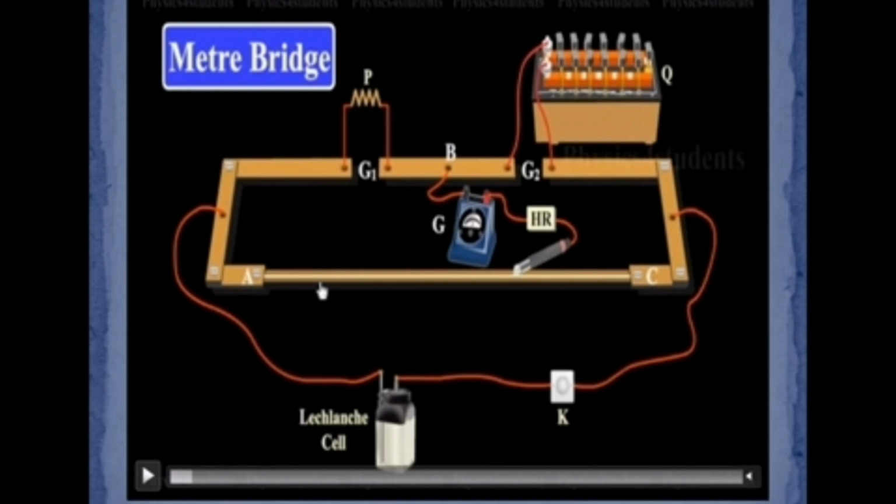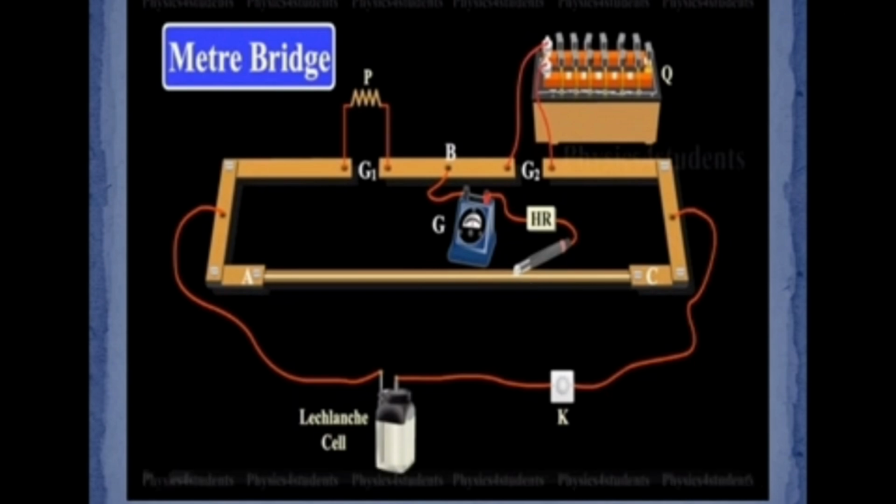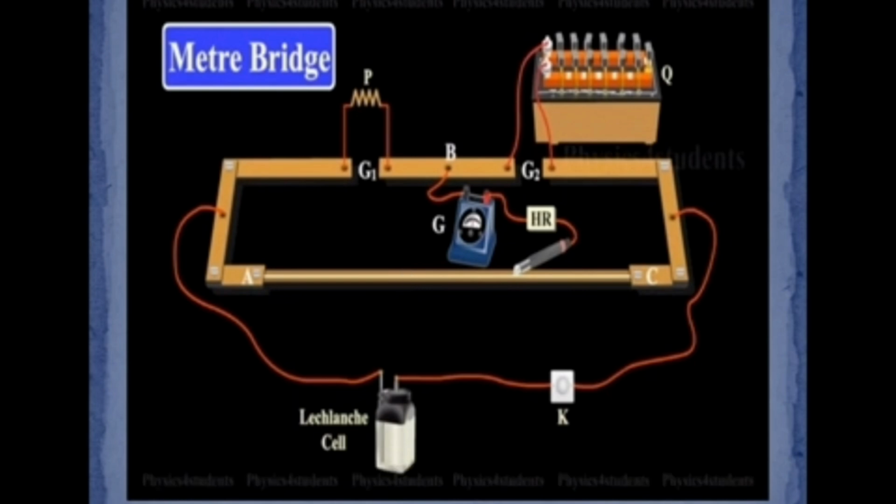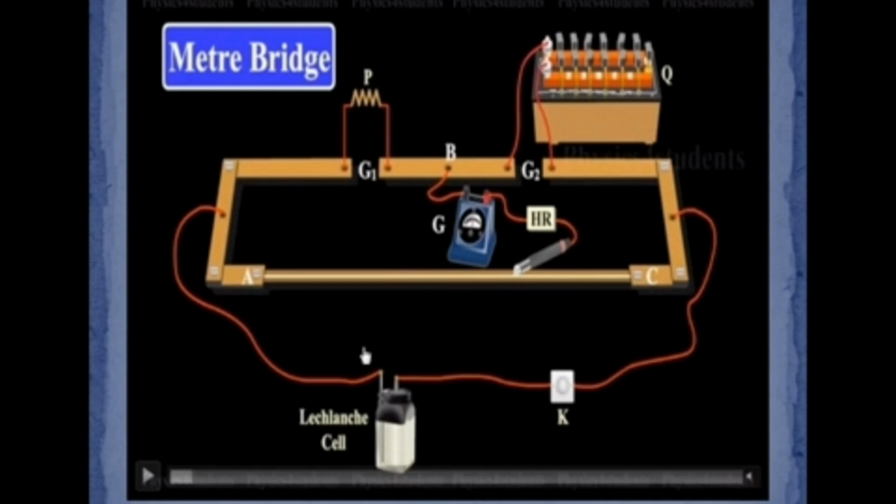That means the potential difference from A to J. Where you are placing the jockey, that point is taken as J. From A to J and J to C, these are the 4 parts. So P, Q, AJ and JC are the 4 resistances. Here the conductor, constantan or manganin, whatever it is, has resistance. So AJ and JC are the other 2 resistances.